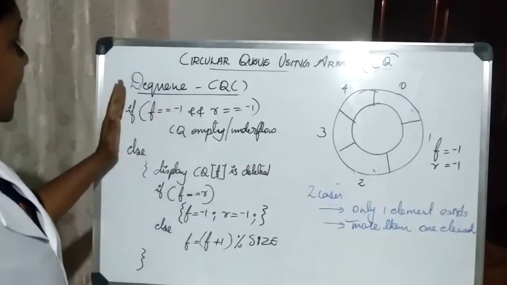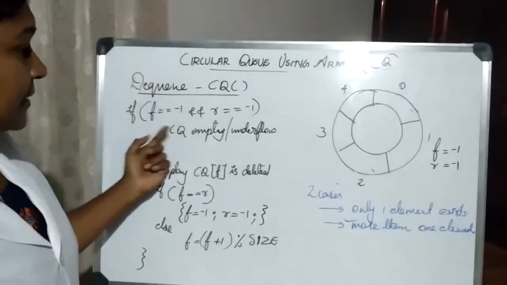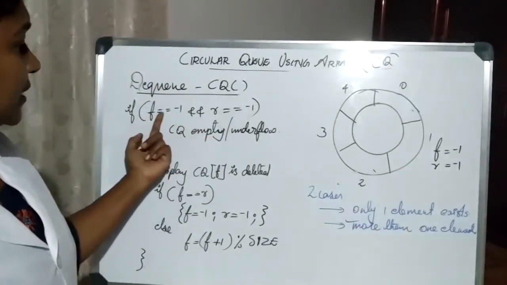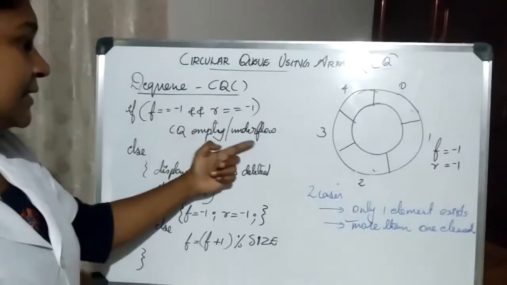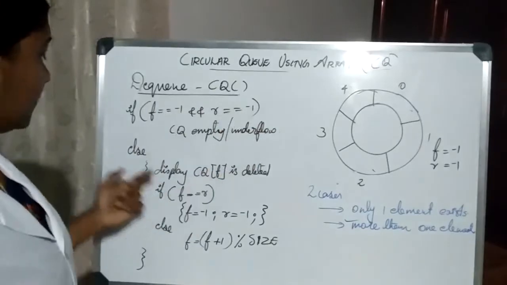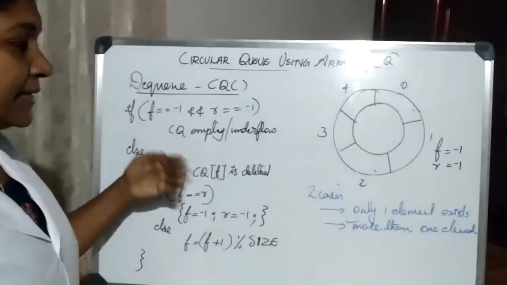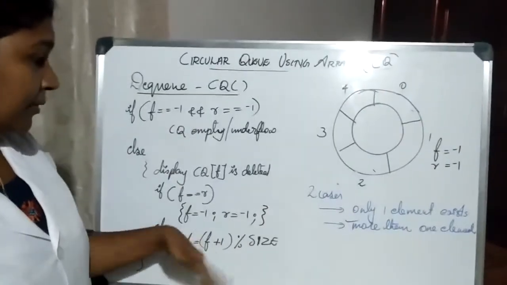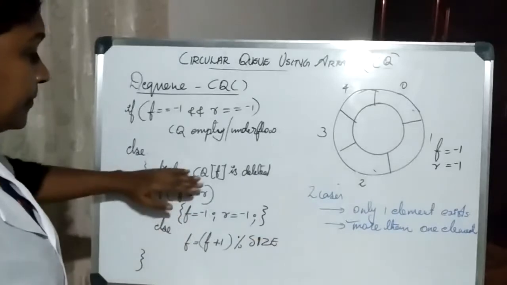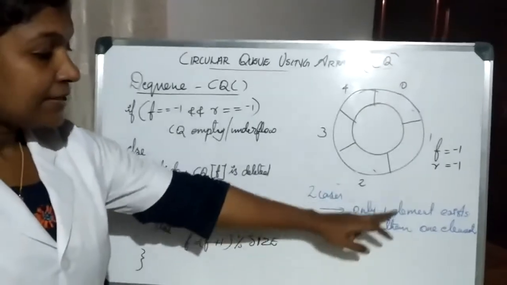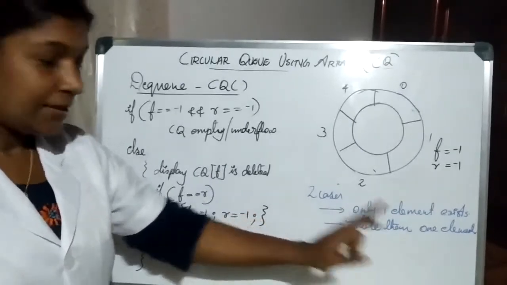So once again, first we will check whether the circular queue is empty or not. If it is empty, we will check the condition f is equal to -1 and r is equal to -1. If it returns a true value, we will display "CQ empty or underflow." Else, that means DQ is possible. Then first we will display the element that we are about to delete, with a message that the element is deleted.